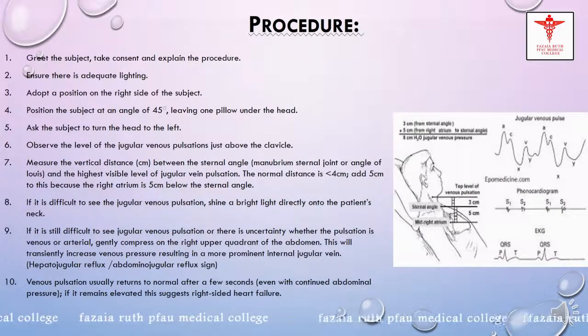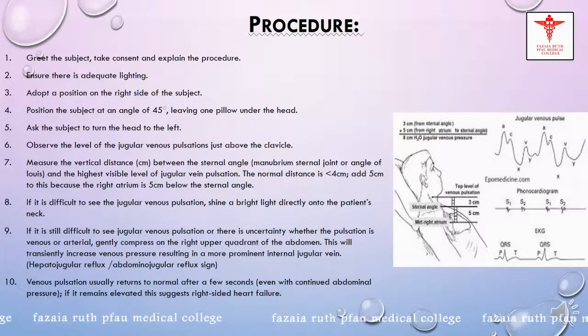The procedure for recording JVP is that you allow the patient to lie down on the couch, you brief the patient, and then you take the consent and explain the procedure. Ensure that there is adequate lighting, and then you adopt a position on the right side of the subject. The position of the subject should be at a 45-degree angle, and there should be a pillow under the head. You now ask the patient to turn his face to the left side.